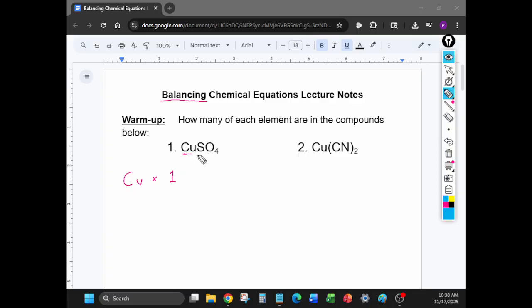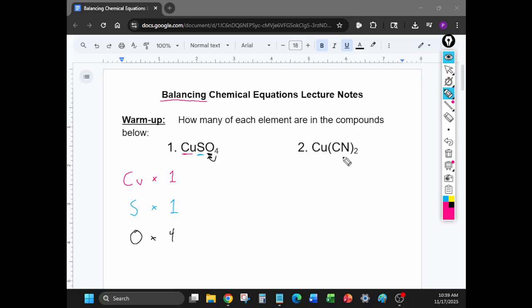Okay, next element, next capital letter is S, and there's no number behind this one either, so there's one S. And then the last one is O, capital letter O, and there's a 4 behind it, so there are 4 oxygens. So hopefully this is a refresher from last time. We learned how to count the elements. We're going to keep doing that today, so just wanted to make sure that you remember how to do it.